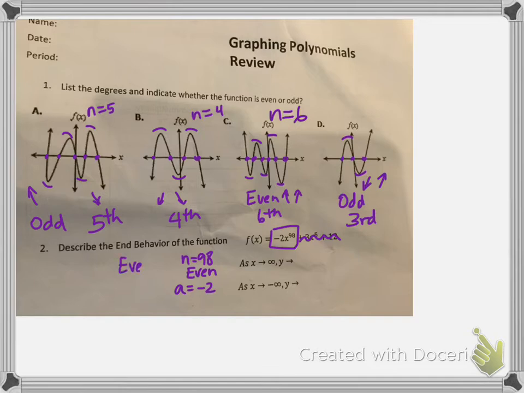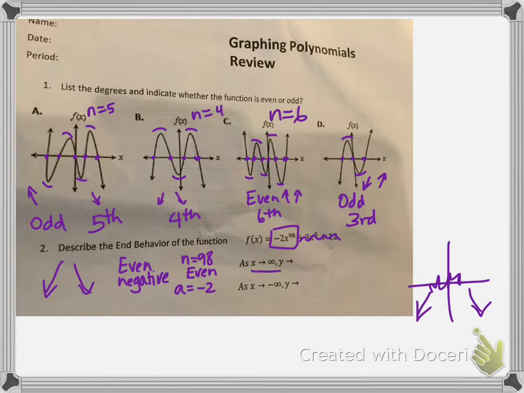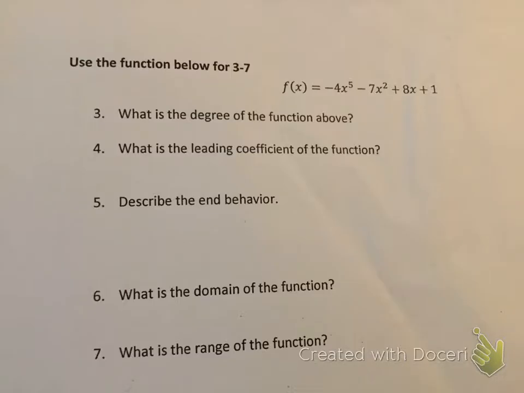So this is even negative. What that means is both of the arms are going to do the same thing, both facing down just like that. If we look at it on a coordinate plane, it's going to do a whole bunch of stuff in the middle that we don't care about, and it's going to go like that. As x goes to the right, y is going down, so that would be negative infinity. And as x goes to the left, y is also going down, so that's also negative infinity.